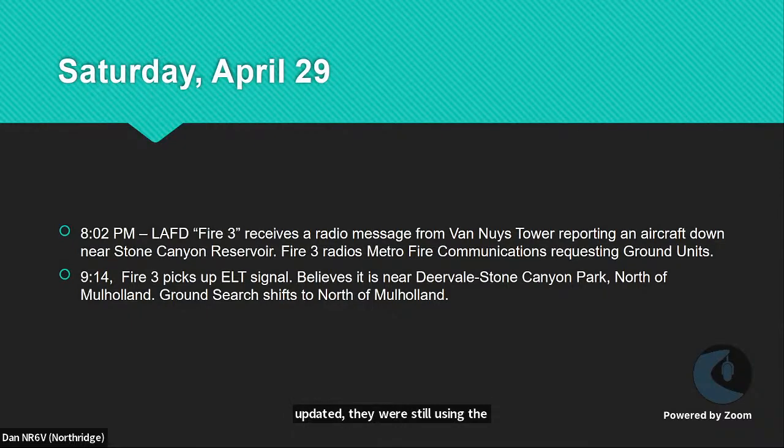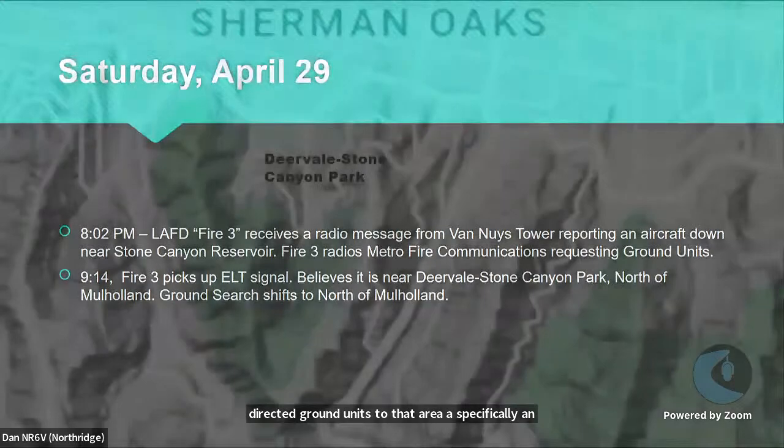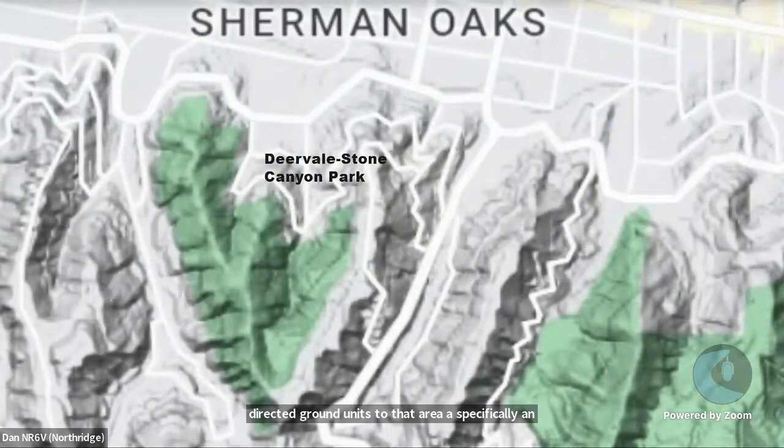121.5 frequency. So Fire 3 picks up this ELT signal, but he hears it on the north side of Mulholland, in other words, the other side of the hill, and he directed ground units to that area, specifically an area called Deer Vale Park, Deer Vale Stone Canyon Park. Now this is just above the occupied area of the San Fernando Valley. The white line here is a pretty popular street.